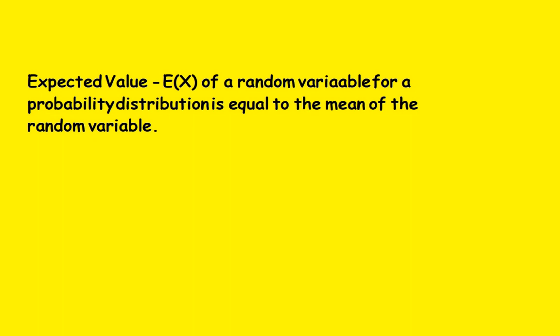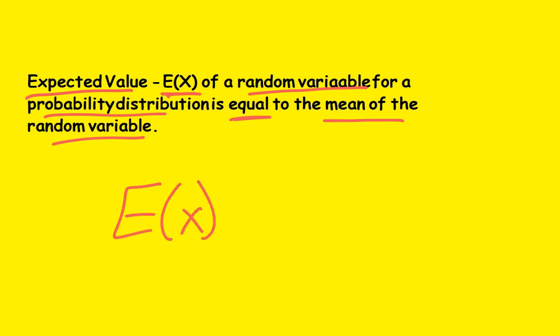Alright, taking this a little bit farther. The expected value, labeled E of x, of a random variable for a probability distribution is equal to the mean of the random variable. So what I just said was that the expected value is equal to mu.